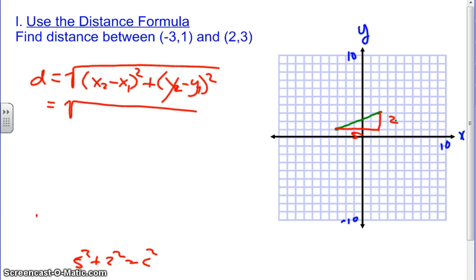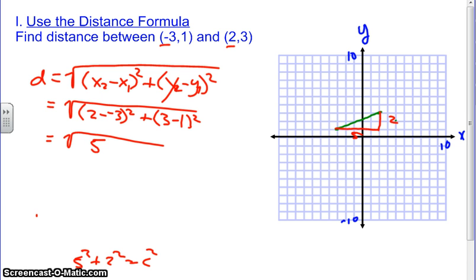Summer. Oh wait, it's x squared, so it's 2 minus negative 3 plus... x's, and now we need y's. 3 minus 1. Sorry, I was looking at the wrong thing. Okay. So look at, when we take 2 minus negative 3, we end up with exactly what we said was the length of one leg, okay?